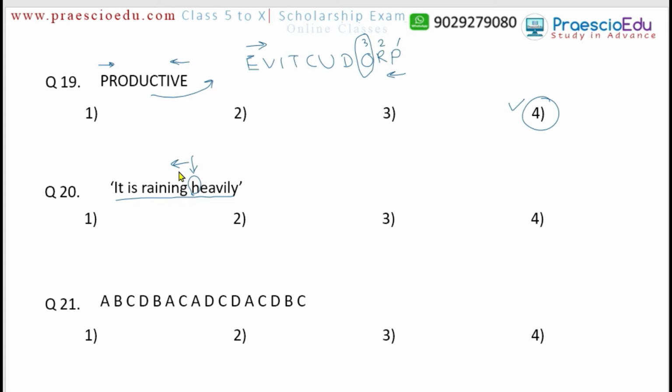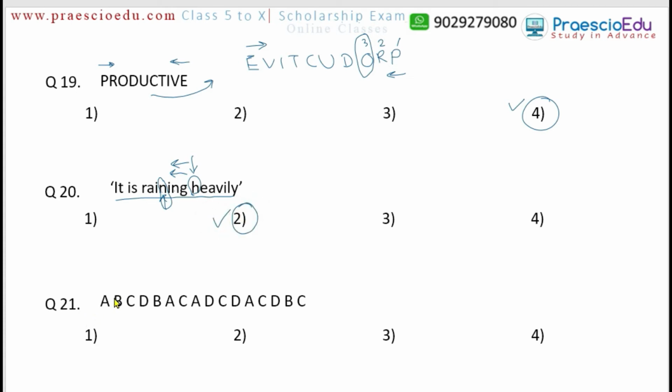So we have to count the fifth place. Which one is the fifth from the letter H? So first, second, third, fourth, and this fifth. So this letter N is the fifth one from the letter H. So the answer N is given in option number 2, which is the correct one.